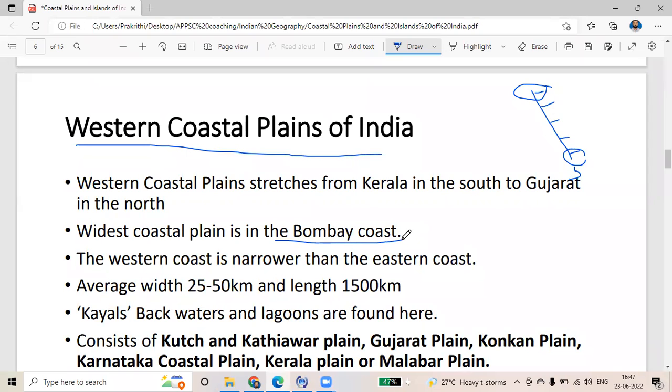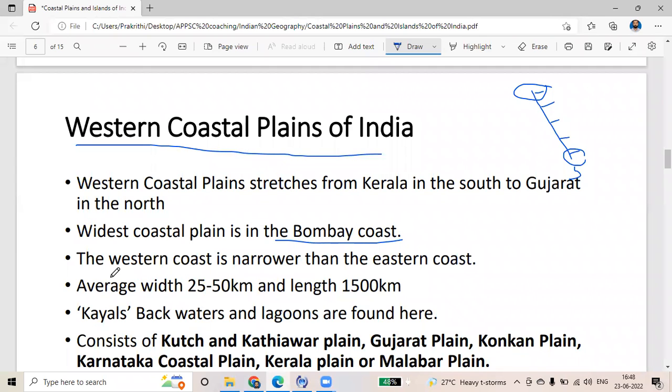Bombay coast mein kya hai? We have the Bombay High. So this area has a high deposition of petroleum. And this Kerala and Karnataka coast has deposition of energy minerals, that is monazite. Monazite deposition is widely seen in this Kerala and Karnataka coast. So the western coastal plain is also very much important for India.